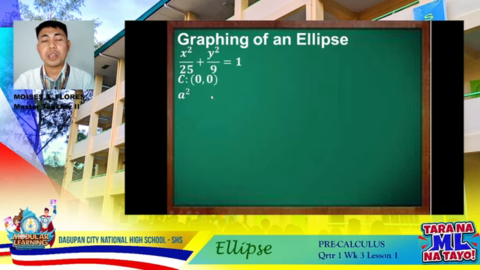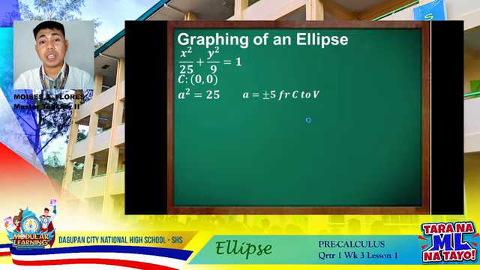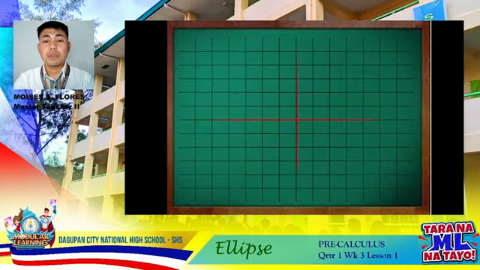So again, our major axis is a squared equals 25. Then extract it. We have positive or negative 5. And again, take note, our a stands for the distance from your center to your vertex. Let's show it on the graph. Okay, so this is now our center from the origin. Then 5 units to the right. 1, 2, 3, 4, 5. Okay, there you have.